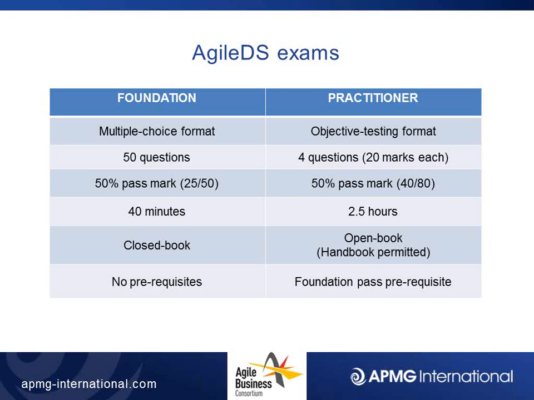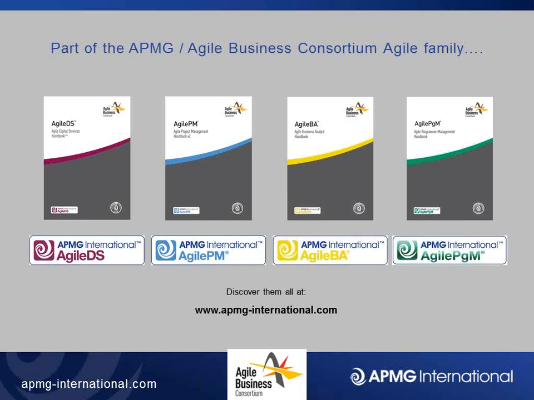Okay, fantastic. So that's the training and certification aspect covered as well. So thanks for that, Peter. Before we look at any remaining questions, I thought we ought to highlight the fact that AgileDS is the latest addition to the Agile Business Consortium and APMG family of Agile guidance and training and certification programs. So the family's on screen now, and you can see AgileDS joins existing products, Agile PM, Agile BA, and Agile PGM, so PM being project management, BA business analysis, and PGM program management.